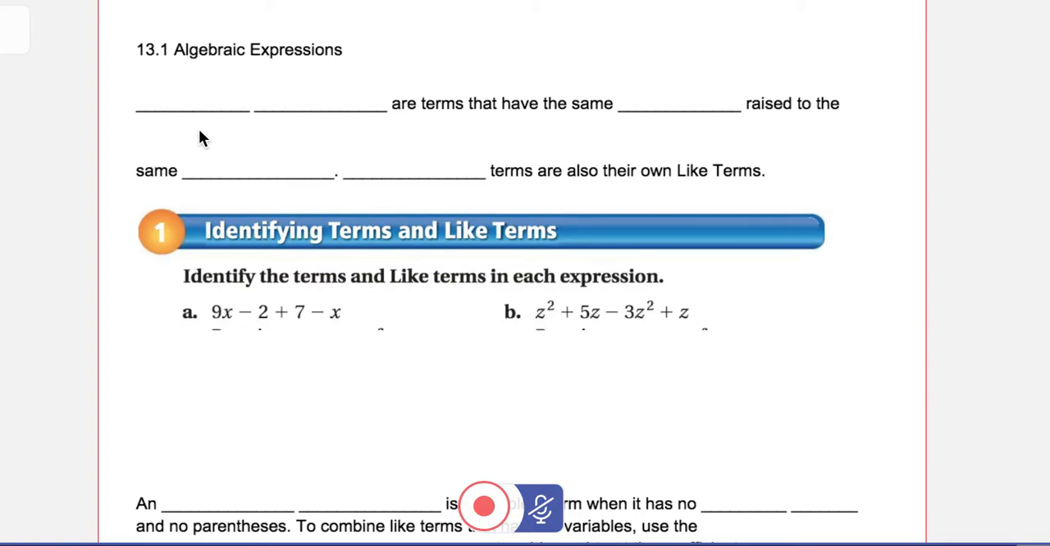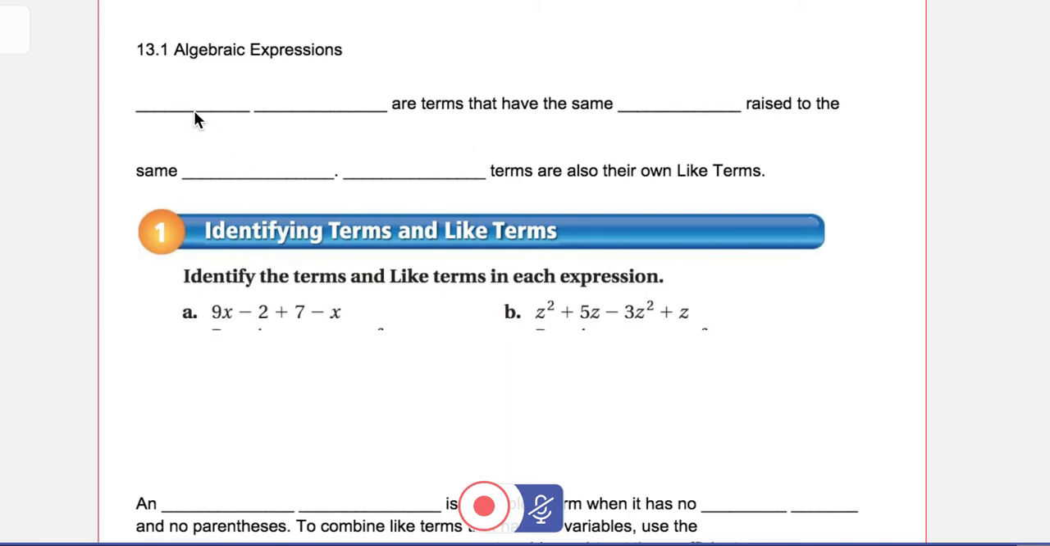All right, so let's get started on chapter 13. We are talking about algebraic expressions. This is kind of going back to when we talked about like terms. We had like terms, we combined those like terms, we found similar terms. So we're doing very similar work, but just at a different level.